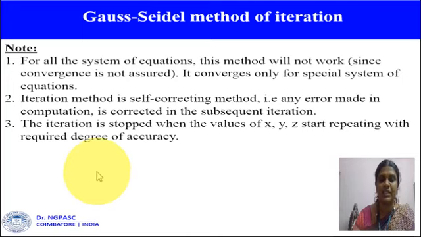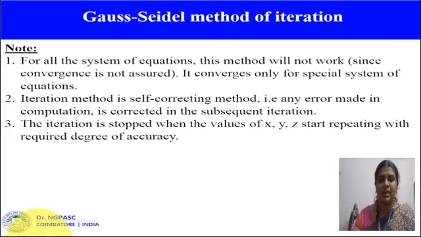And the iterative method is a self-correcting method, that is, any error made in computation is corrected in the subsequent iteration. Yes. So the mistake which we have made in the previous iteration can be corrected in the next iteration itself. The last point: the iteration is stopped when the values of x, y, z start repeating with the required degree of accuracy. So all these are some of the notes on the Gauss-Seidel method of iteration.